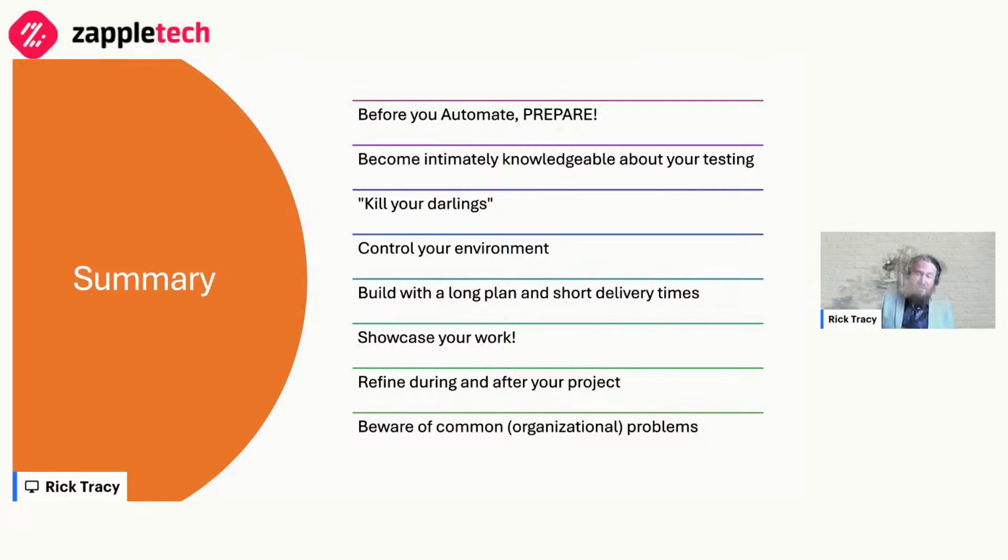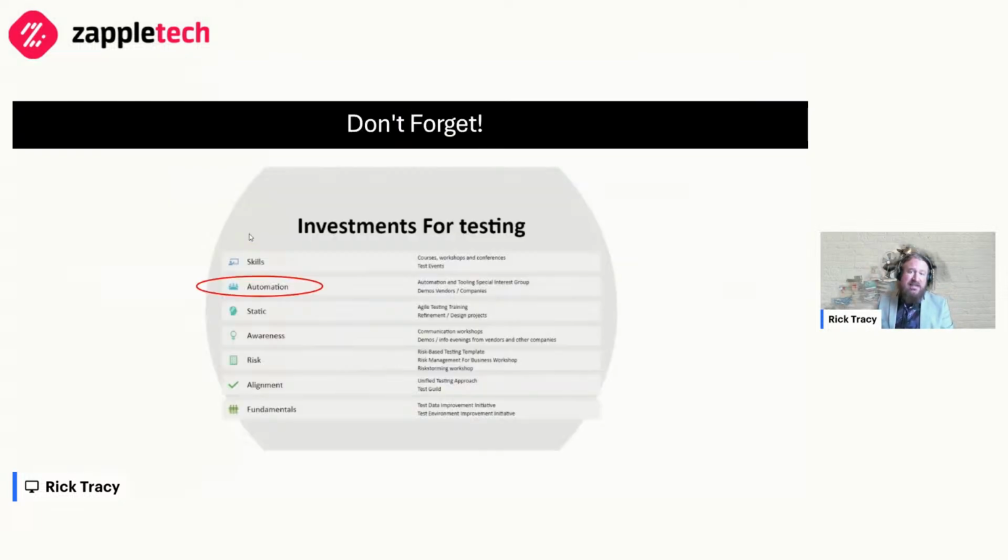Make sure you refine the work that you're doing, both during and after your project. Keep coming back to it. And beware of the common problems and common organization problems that get in your way. That would be my biggest advice for keeping your testing clean, for keeping it going effectively, and to continue going forward. One last thing before I end, I don't want you to forget that automation is one of the investments in testing. And while it does affect a lot of the others, all the other things also affect automation.